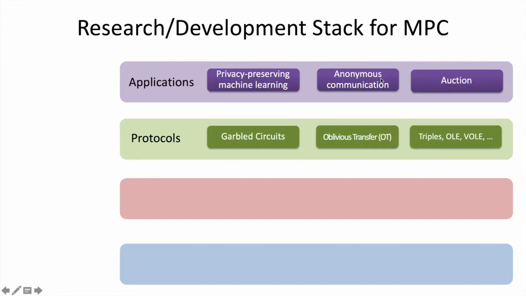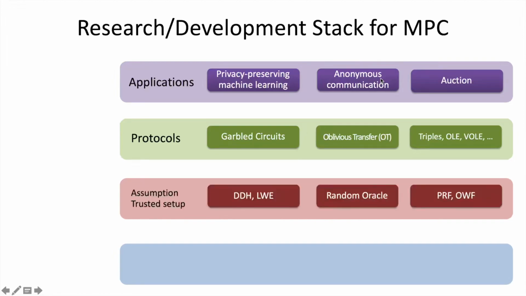These protocols are in turn built on different kinds of assumptions and trusted setups. These assumptions can be algebraic assumptions like DDH, LWE, or it can also be some kind of trusted setup like random oracle, and also some symmetric primitives like PRF or one-way function.